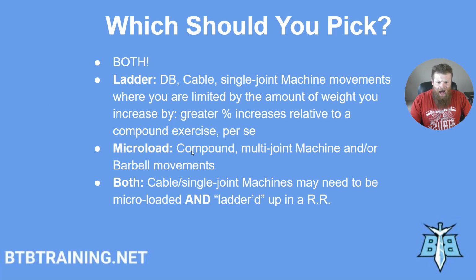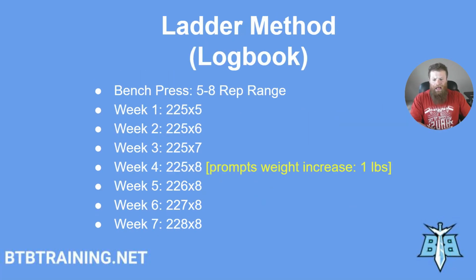The microloading method I find works really good with compound exercises or multi-joint machine exercises. So a single joint machine would maybe be something like, again, a preacher curl, where we're only seeing movement happening at one joint. A multi-joint compound exercise would maybe be something like a chest press or a hack squat or a pendulum squat, something where multiple muscle groups are being involved at one time and there are multiple moving parts on there. And because of that, I have kind of found that you can consistently add smaller amounts of weight, very similar to the bench press example that I gave here.